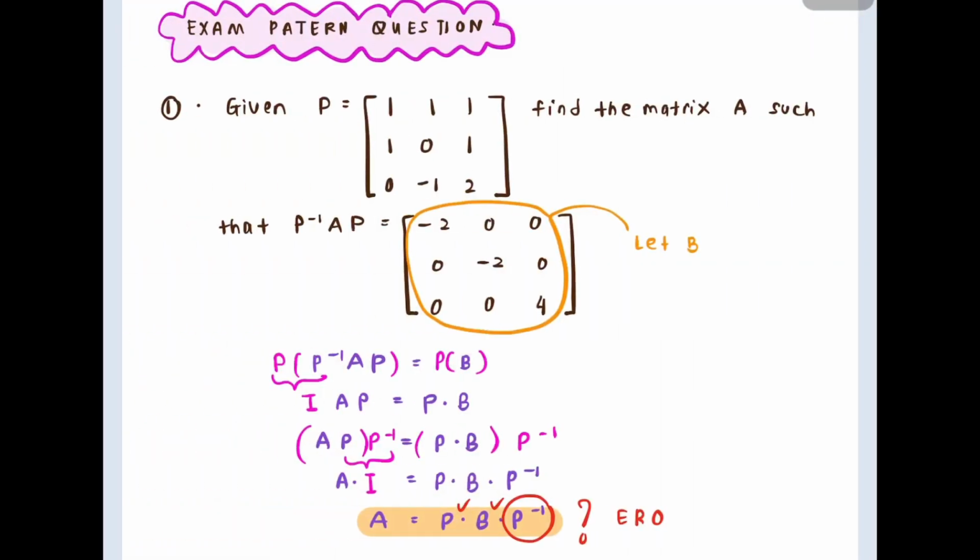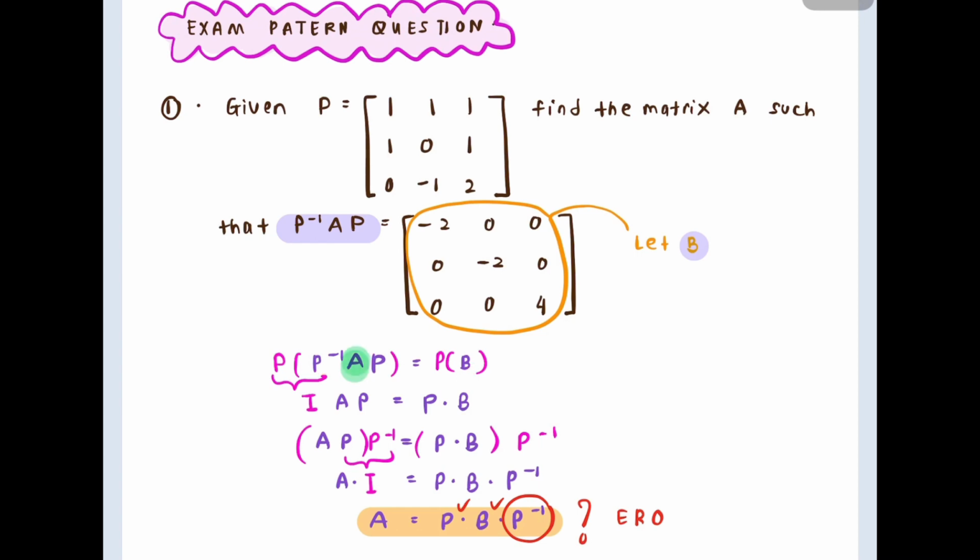Now let us look at other examples of inverse. So this question is a bit different. You are given a matrix P and you need to find matrix A such that P inverse AP is equal to this matrix here. So let's check P inverse AP and then let's name this matrix here as B. So let's rewrite P inverse AP equal to B.